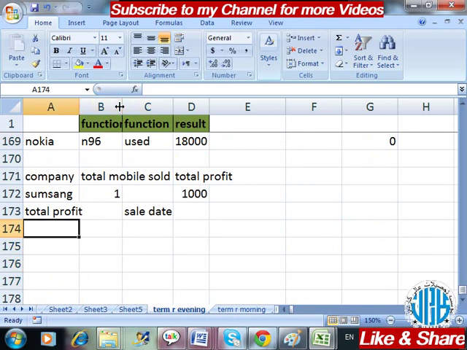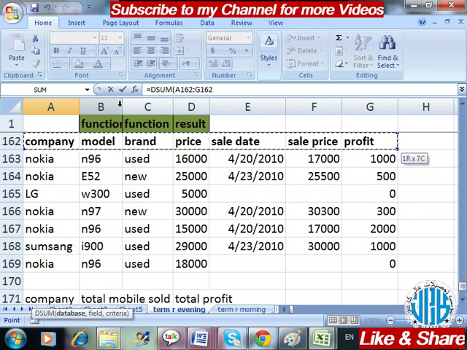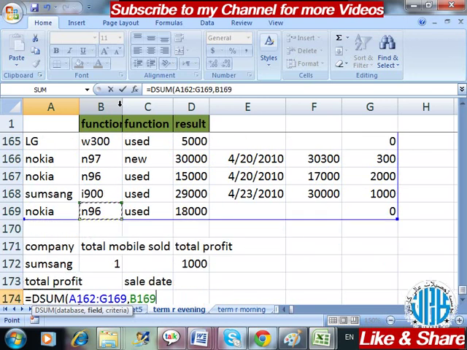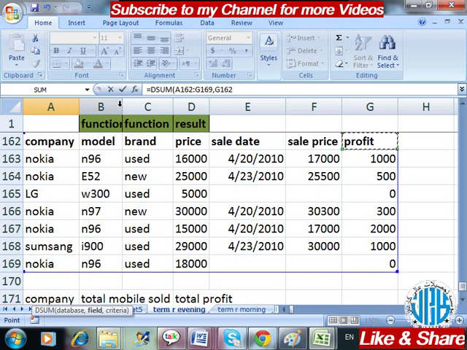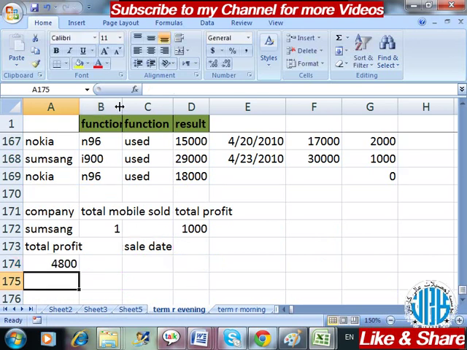Is equal to DSUM function, database, comma. Which field is going to be summed? Profit is going to be summed, because I need profit. Total profit is there or not? Profit is going to be summed. And what is the criteria? Sale date. Okay. This is total profit showing: 4,800. But if I write a date here, on that date the profit is going to be shown.